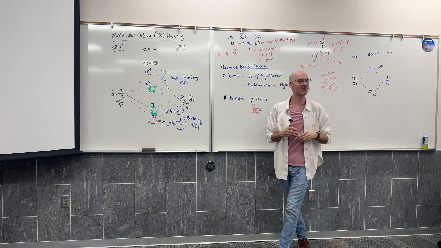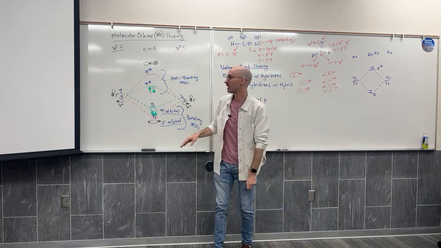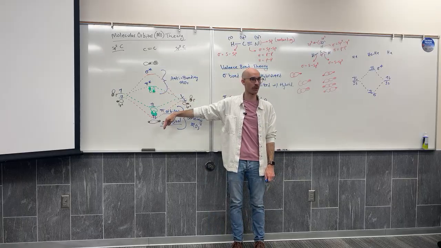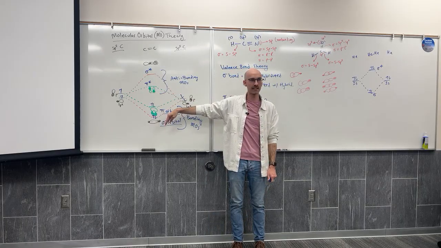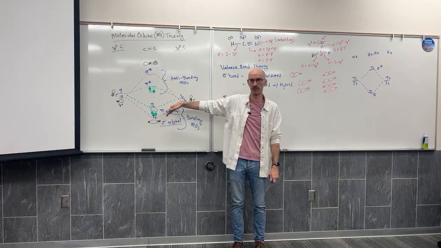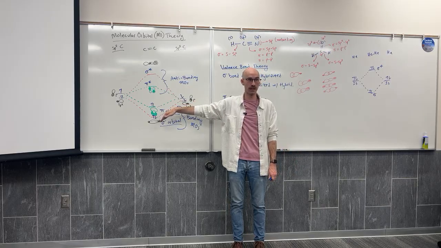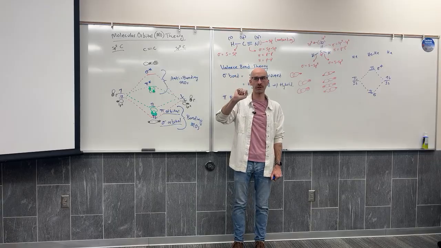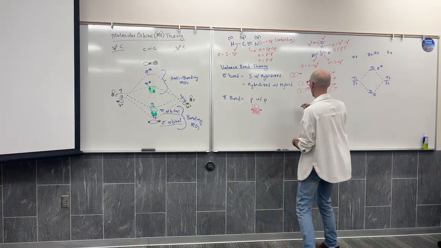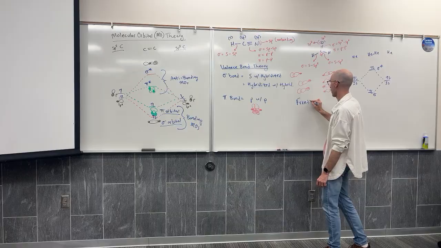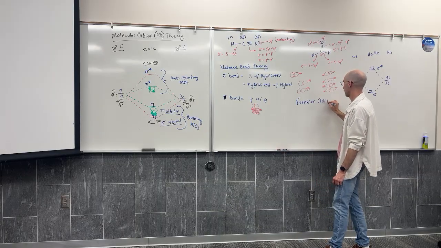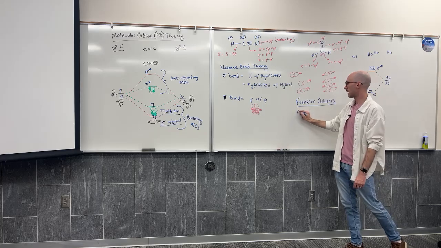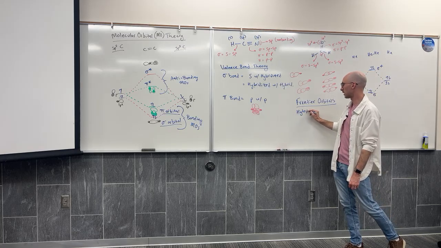So why do bonds not break? Because electrons make their way to lower energy orbitals. Valence bond theory will not predict that for you. Molecular orbital theory tells you why bonds break. There are 2 orbitals here that are called frontier orbitals. Those are the orbitals that have the highest energy electrons.